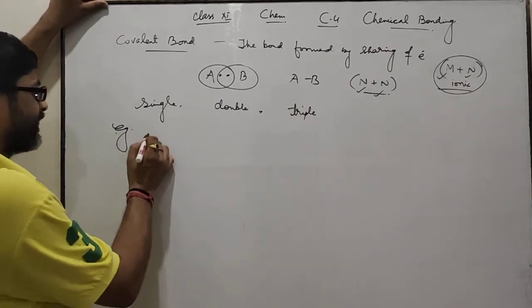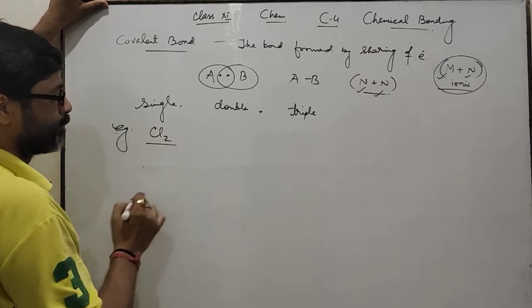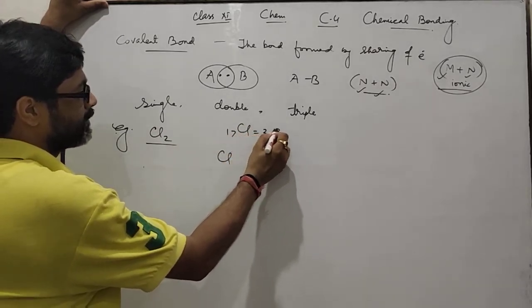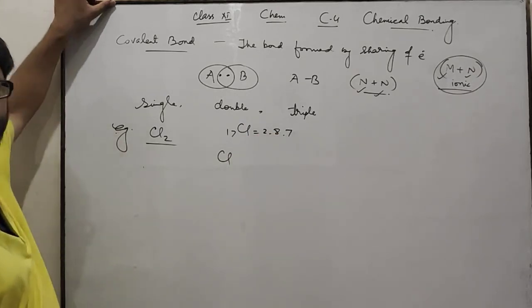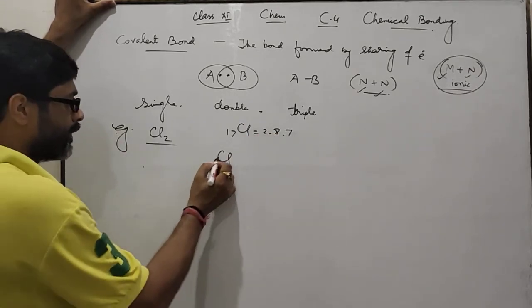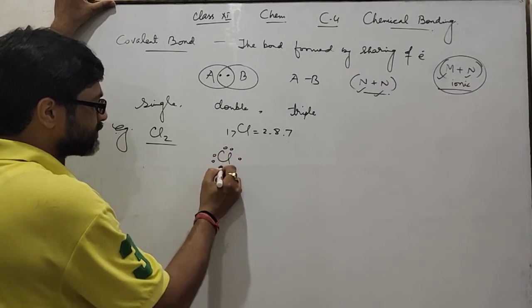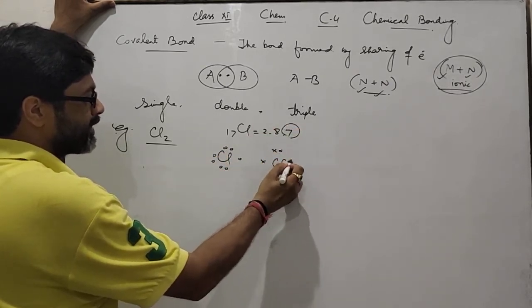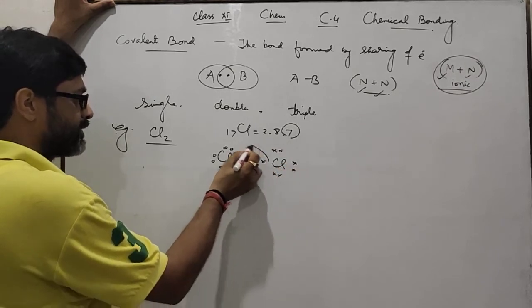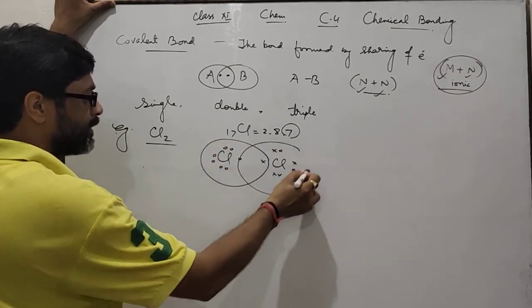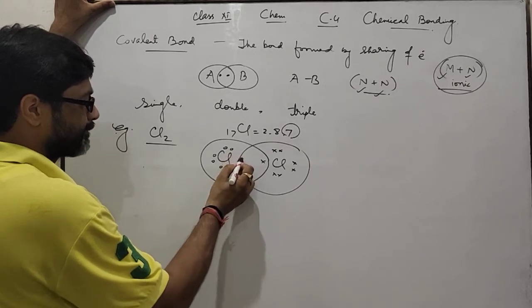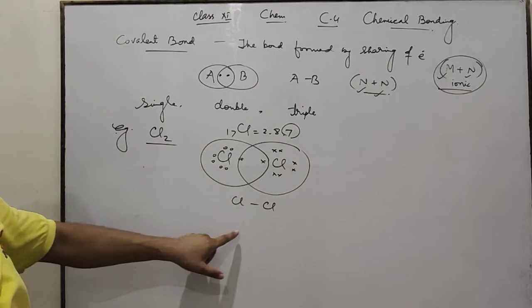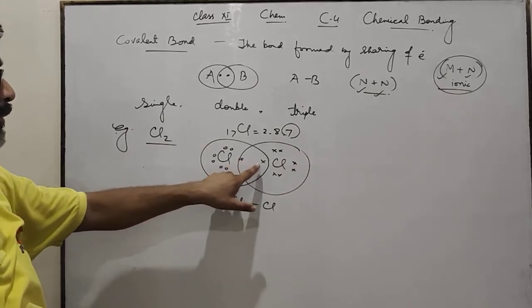Okay? For example, in Cl2, the chlorine atom, you know that the atomic number of chlorine is 17, and the electronic configuration will be 2, 8, 7. This chlorine contains 7 electrons in its outermost shell, and another chlorine atom also contains 7 electrons like this. They share 1 electron to complete their octet. In this way, both Cl atoms are bonded together by a single covalent bond. Here Cl, single bond, Cl is formed.